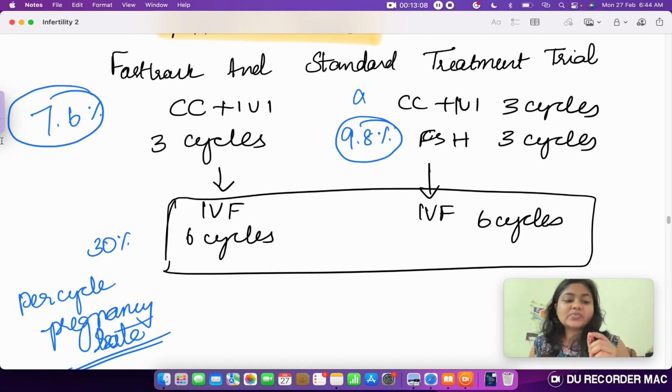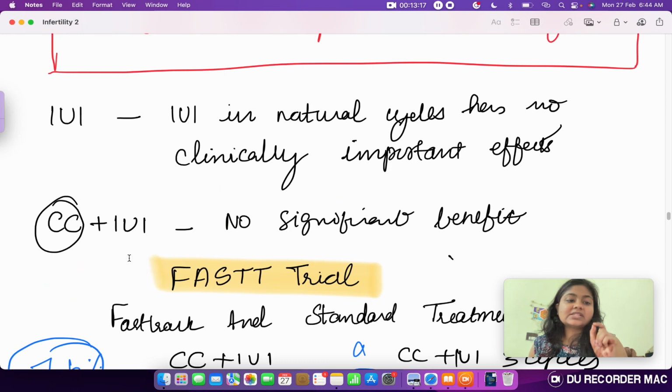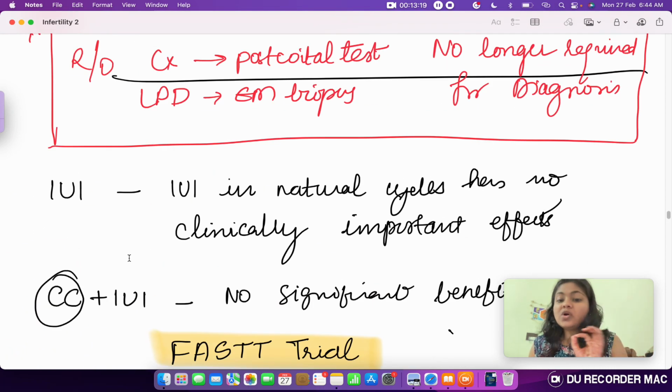Though the number is less when compared with IVF, it does have some positive impact on the fertility rate, so it is recommended for patients with unexplained infertility. Whereas simply IUI in natural cycle has no clinically important effects. IUI alone is not done for unexplained infertility. You have to combine it with clomiphene citrate.